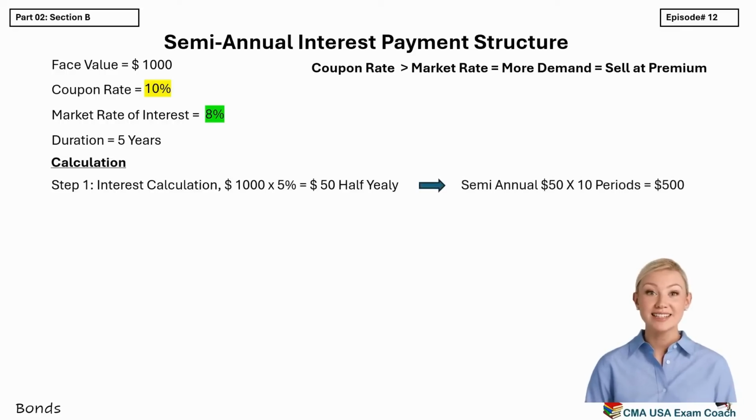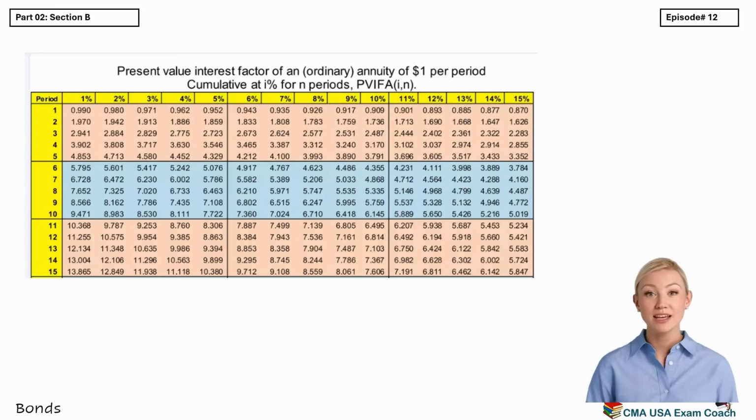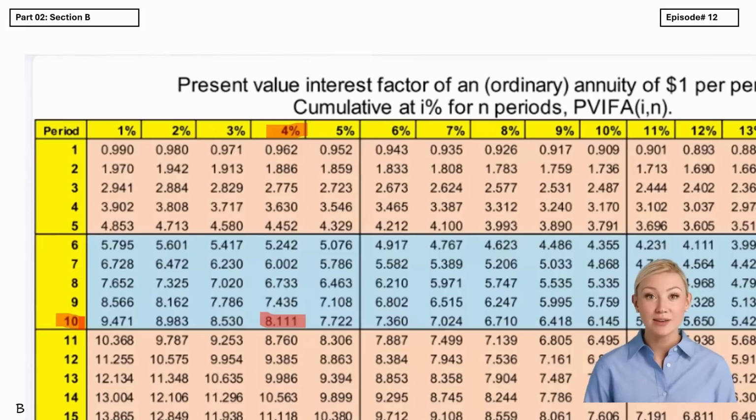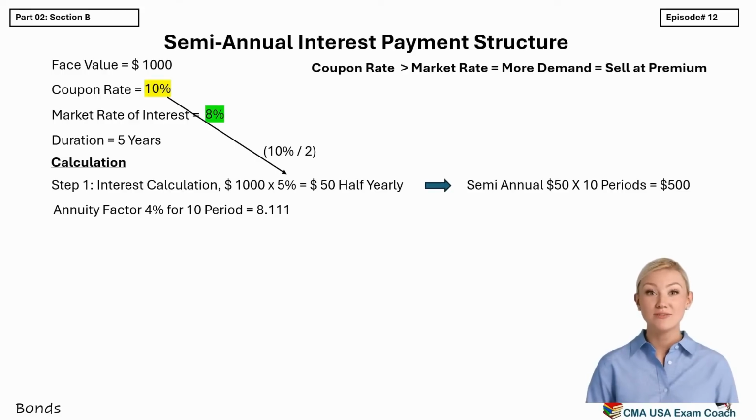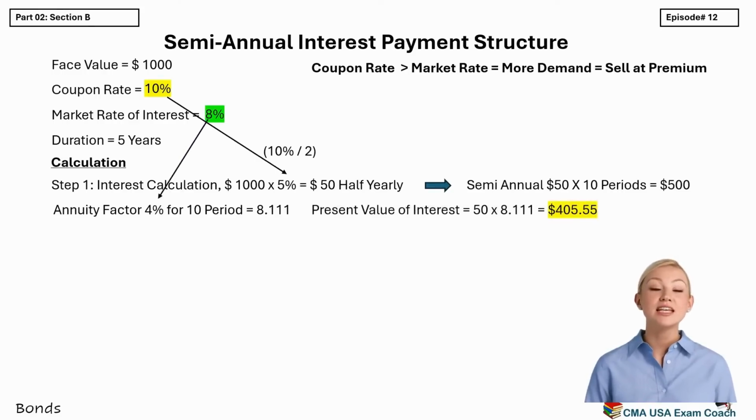total. Next, to find the present value of this series of interest payments, we use the present value of annuity factor. At a market rate of 8% annually, or 4% per period semi-annually, the annuity factor for 10 periods at 4% is 8.111. Now multiply this factor with our periodic interest of $50. 50 multiplied by 8.111 equals $405.55. This is the present value of the interest payments over 10 periods.